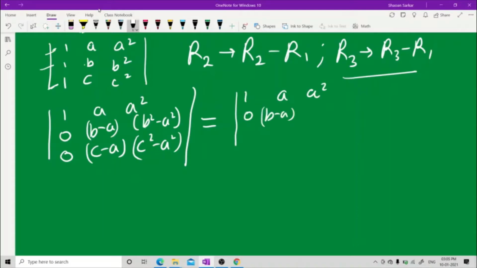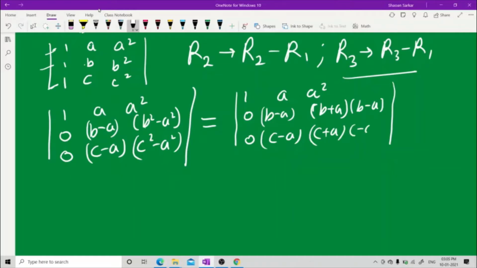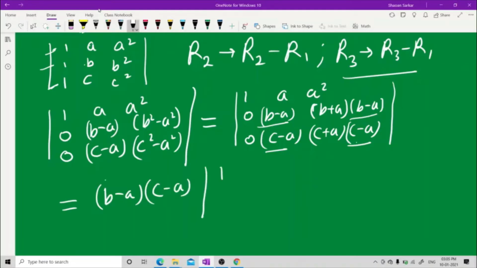Now b square minus a square is b plus a and b minus a. You have this. And then 0, c minus a, c plus a and c minus a. I hope you are understanding. Take b minus a out of this, c minus a out of this. So what are you left with? b minus a, c minus a, then 1, a square, 0, 0, 1, 1, b plus a and c plus a. These are what you are left with.